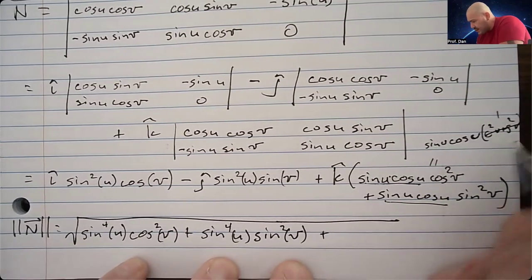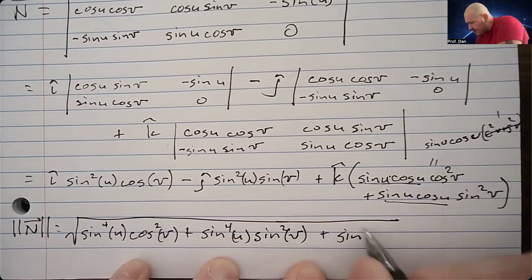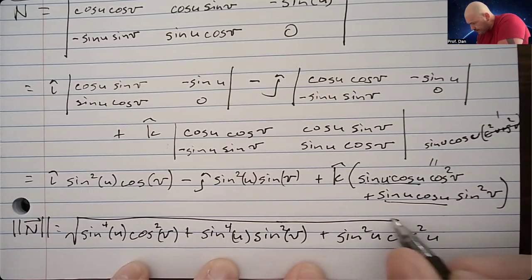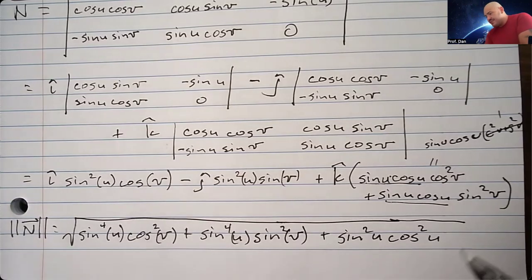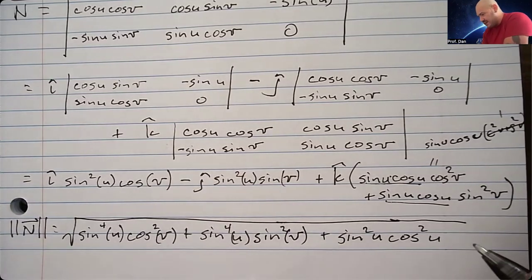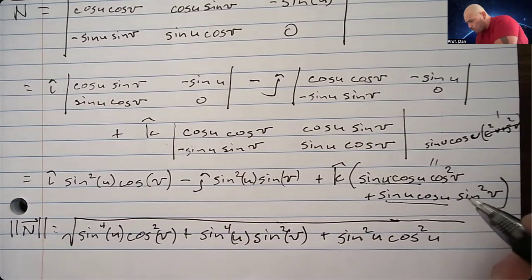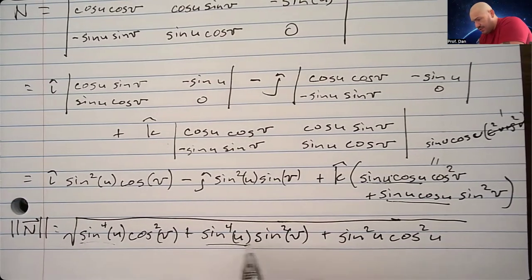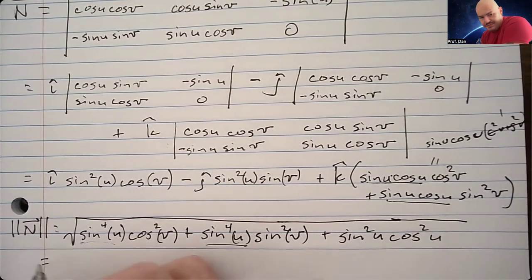So if I just square this, I get sine squared u, cosine squared u. And at this point, there's a lot of things that I can simplify. For example, first I notice that I can factor out sine to the fourth u in my first two terms.